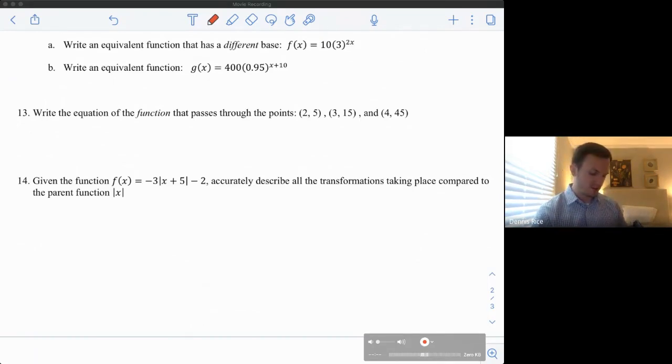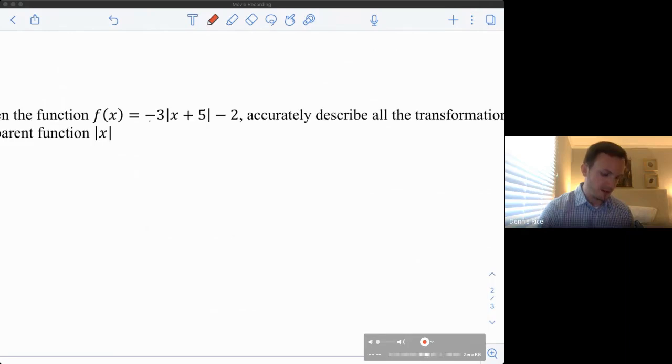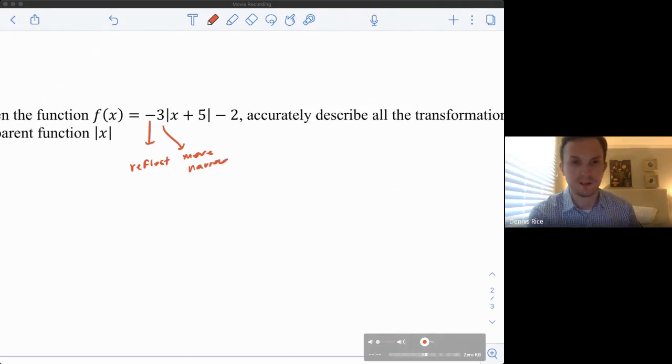So 14 is just transformation. Let's break it down one thing at a time. The negative sign is just going to reflect it. Any number that's bigger than 1 is going to be a vertical stretch. We like to say more narrow or skinnier. So don't look at -3 as a whole thing. It's actually two things. The negative sign is reflecting it. The pure number out there is going to make it either skinnier or wider. If it's between 0 and 1, it's going to be wider. If it's larger than 1, it's going to be more narrow. We've got our IHOP rule inside, so this would be 5 to the left, and then the -2 is just going to bring it 2 down.